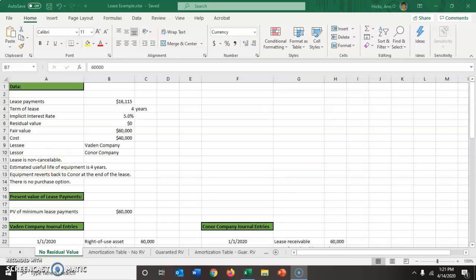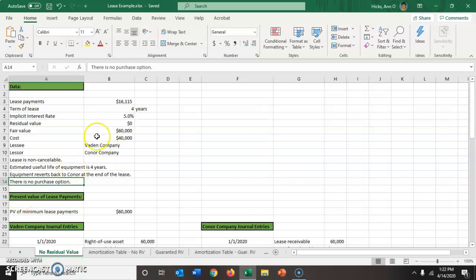Now, a few additional pieces of information. The lease is non-cancelable. The estimated useful life of the equipment is 4 years. At the end of the lease, the equipment reverts back to Connor. So Vaden will give it back to Connor, and there is no purchase option available. These are pertinent pieces of information for purposes of running through the finance test.